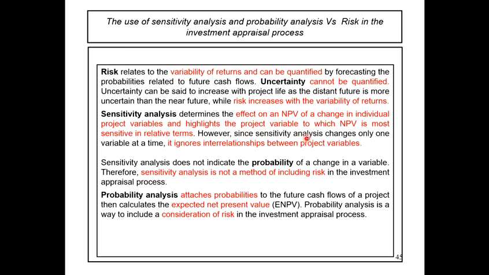So however, since sensitivity analysis changes only one variable at a time, it ignores interrelationship between project variables. So sensitivity analysis does not indicate the probability of a change in a variable. Therefore, sensitivity analysis is not a method of including risk. So that's why kita menggunakan probability analysis. Sebab probability analysis, dia attach a probability. Dia mengira sekali dengan risk. Okay, so dia calculate the expected net present value. Probability analysis is a way to include a consideration of risk. So itulah perbezaan antara sensitivity analysis dan juga probability analysis. Okay.